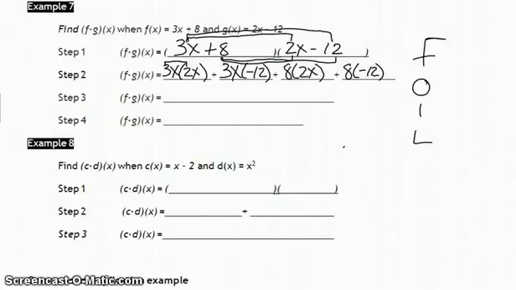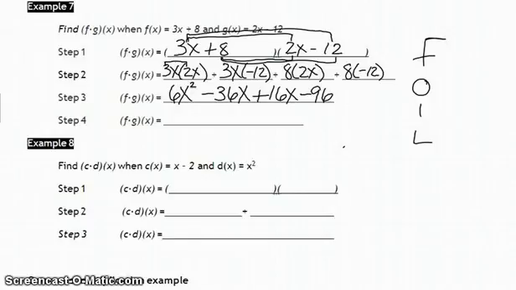3 times 2 is 6, and x times x is x squared. Moving on, 3 times negative 12 is negative 36, and I have a single x. The third term, 8 times 2, is positive 16x, and then my last two, 8 times negative 12, is negative 96. My last step is to simply combine my like terms.